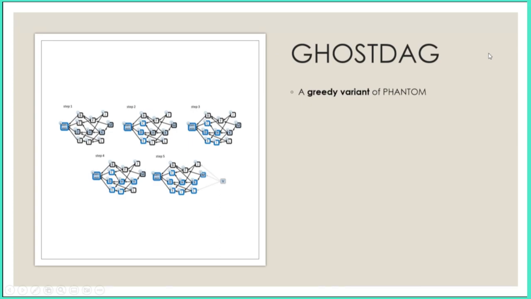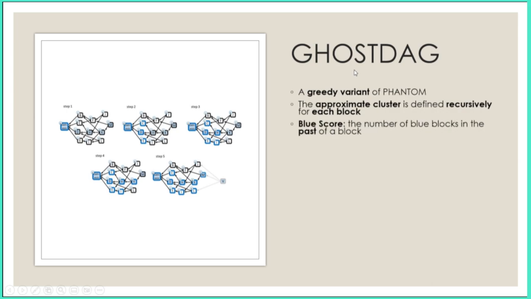The GHOSTDAG protocol is a greedy variation of the phantom protocol. It's more complicated, and it doesn't actually find a K cluster. It finds a blue set which is sufficiently close to a K cluster for the protocol to be secure. And the way it works is recursively. For each block, we are going to have something called a blue score. What is the blue score of a block? It's just the number of blue blocks in the past of this block. I'm going to go over this description of GHOSTDAG, and then I'm going to go into detail on this picture here.